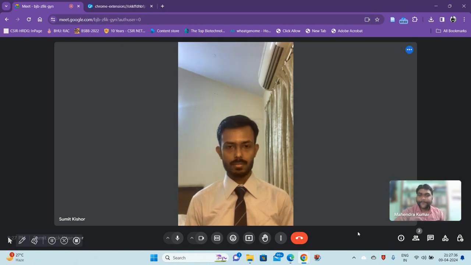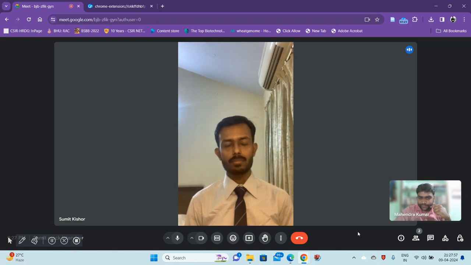Okay, in bacterial growth kinetics, we have four different phases: lag phase, log phase, stationary phase, and decline phase. Why is this kind of phase pattern observed in a bacterial population?